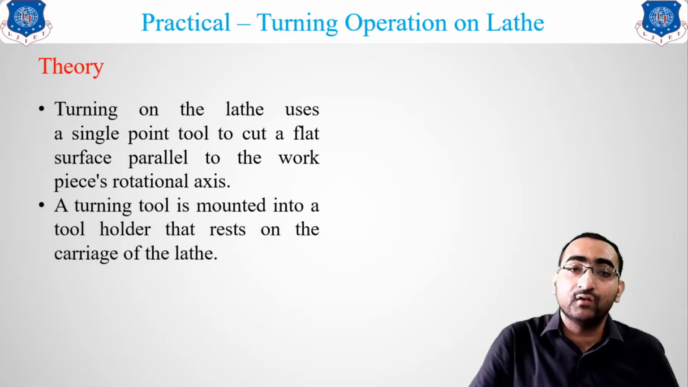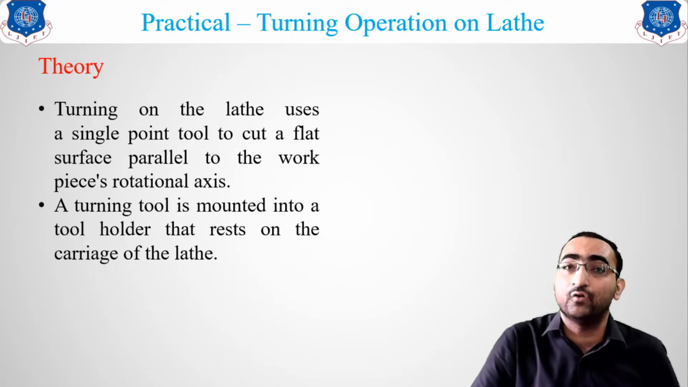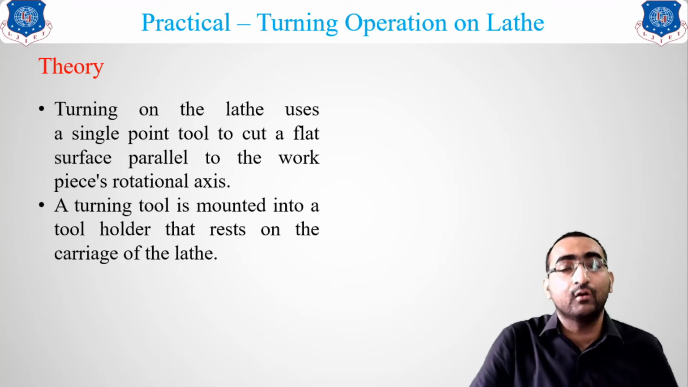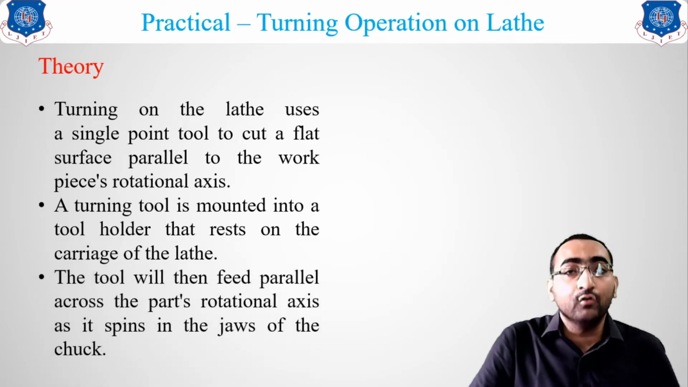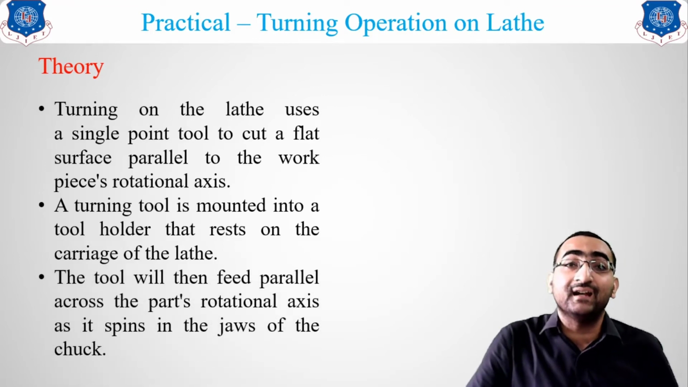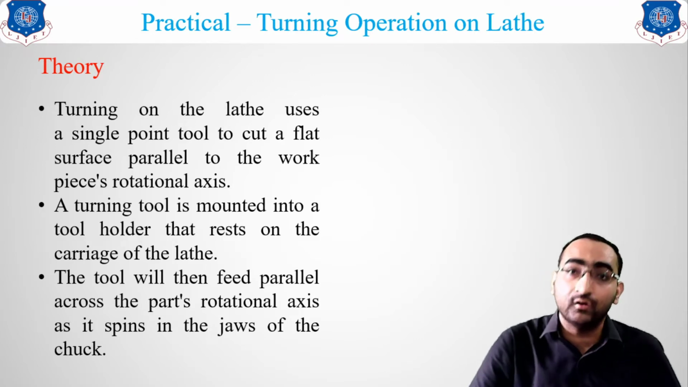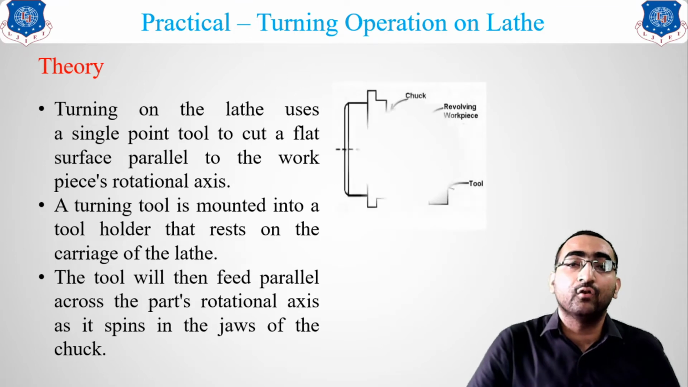A turning tool is mounted on a tool holder, and rests on the carriage. As I told you, your workpiece will be located at the headstock, and the tool will be located at the carriage of the machine. We will be giving the tool a parallel feed across the rotational axis, and we will see this in the practical in the video. You will get to know what happens.